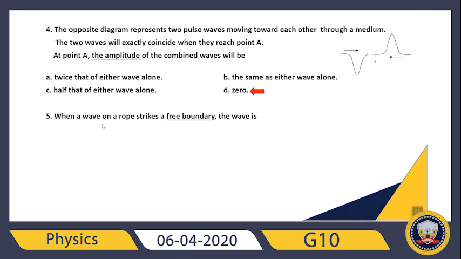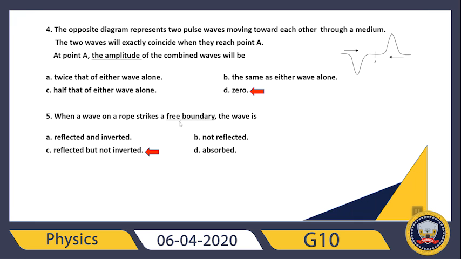Number 5. When a wave on a rope strikes a free boundary, the wave is, take care, a free boundary. We have two boundaries, free and fixed. For the reflection at a free boundary, the wave is reflected and inverted, not reflected, reflected but not inverted, or absorbed. When it comes to a free boundary, it is reflected but not inverted. But if it is a fixed boundary, it will be reflected and inverted. Since the boundary here is free, the wave will be reflected and not inverted.